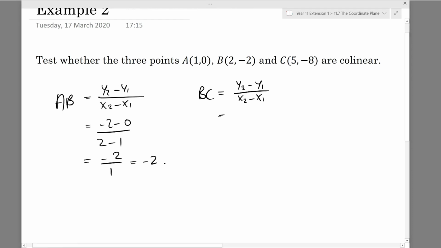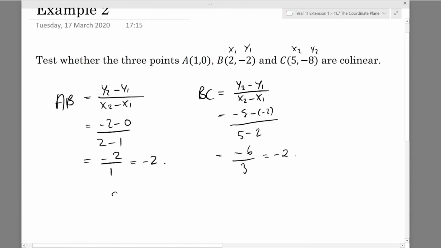So BC, we've got our new formula, and we're going to write down our new points. It doesn't matter which one you call x1, y1, x2, y2, it will work both the same way. So let's do it like this. We'll start with y2, so we've got minus 8 minus y1, which is negative 2, over 5 minus 2, okay? So negative 8 minus minus 2 becomes negative 6 over 5 minus 2, which is 3, and that is just equal to negative 2.